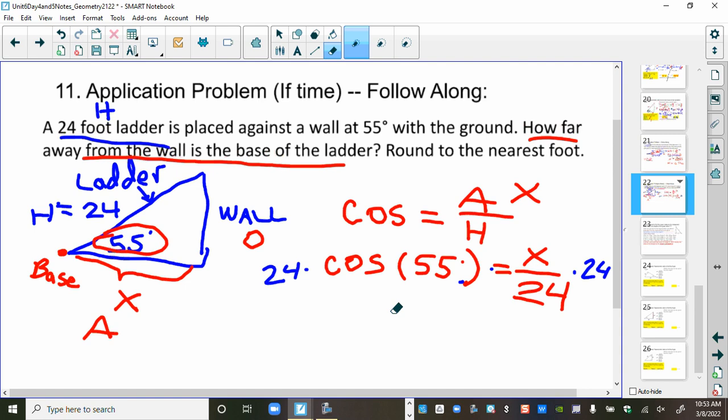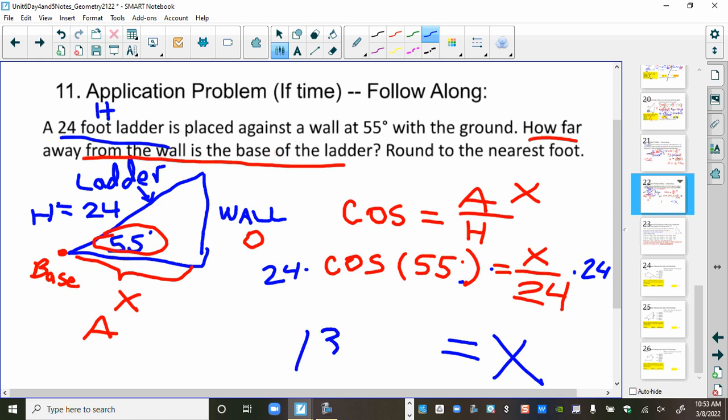It would be 13.76, 13.77, somewhere around there, 765. And I should have said, well, actually round to the nearest foot, it would have been 14, but don't worry about the round to the nearest foot.